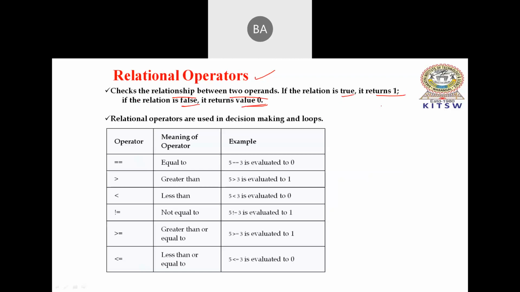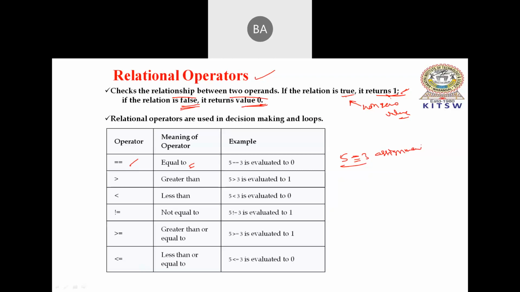In C language, you must understand that any non-zero value is taken as true. One is taken as true by default. So 0 means it is false. So the relational operators include double equal to, so be careful about that. You should not write 5 equal to 3. If you write a single equal to, it is called an assignment operator.